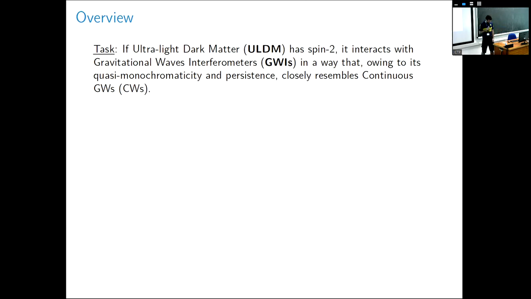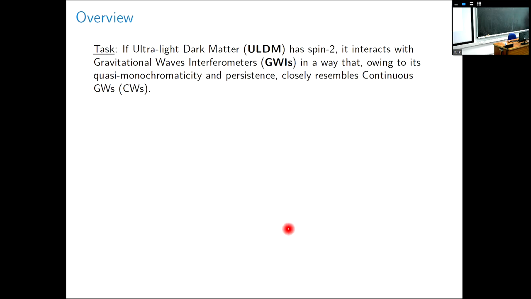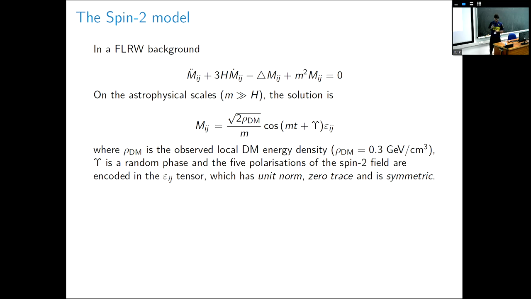Probably what I'm going to talk about is a model of ultralight spin-2 dark matter, ultralight because its mass is very small. If this model interacts with gravitational wave interferometers, we can detect its signal. So this is the task I'm going to show you now.